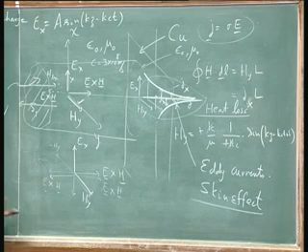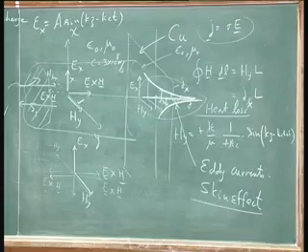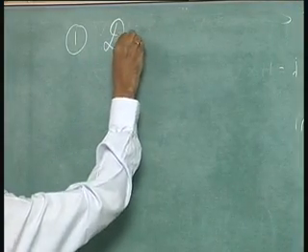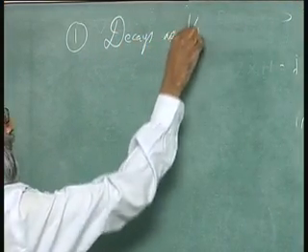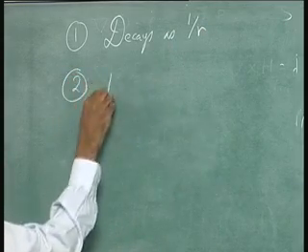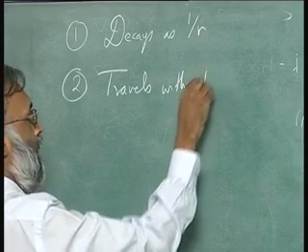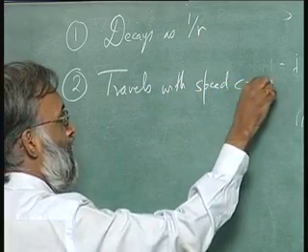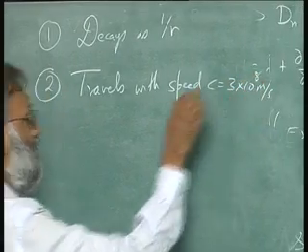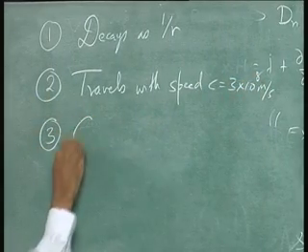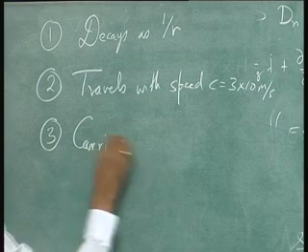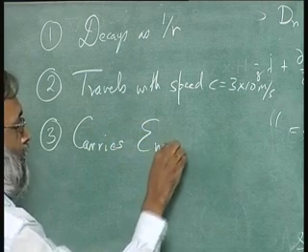So, now we have several characteristics to this thing. Let me enumerate them so that you can see where we are going. Decays as 1 over r, travels with speed c equals 3 into 10 to the 8 meters per second, carries energy with it.